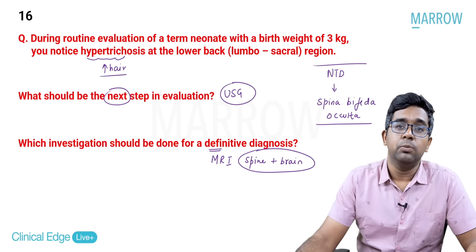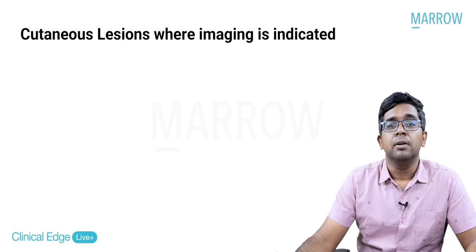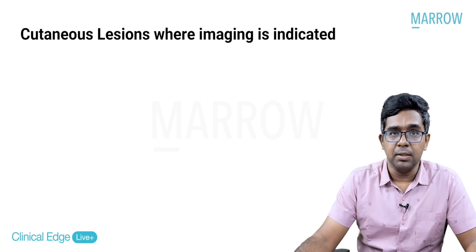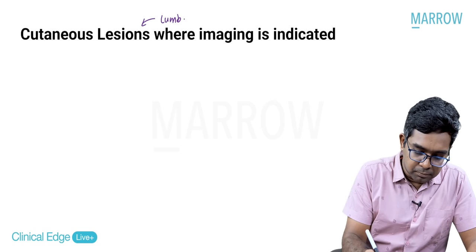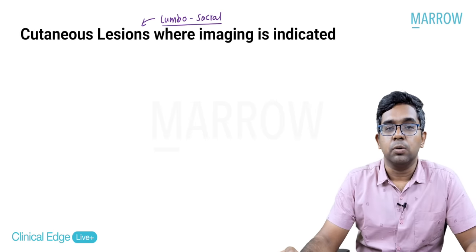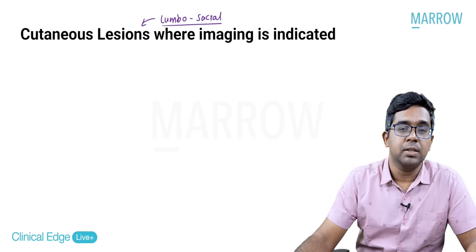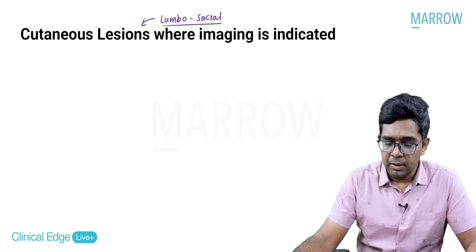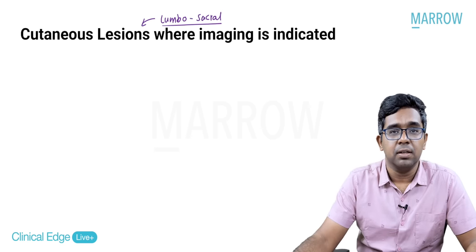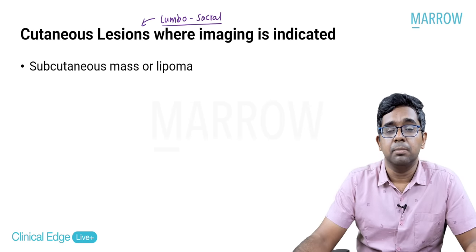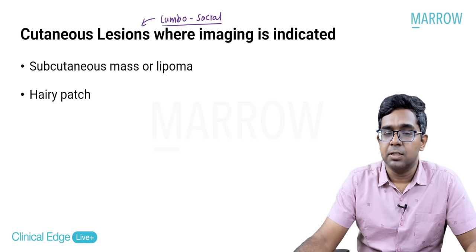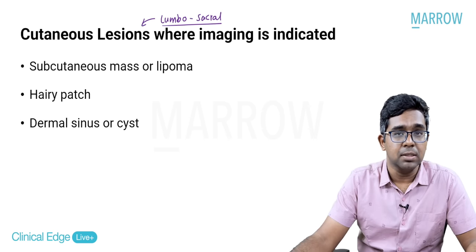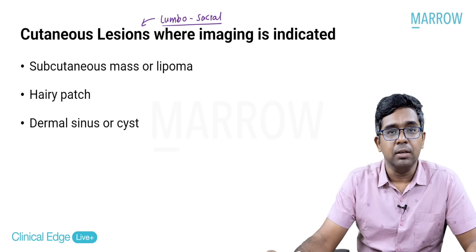Now, a few more points I would add to this particular clinical scenario from the Nelson Textbook of Pediatrics, which gives you guidelines wherein if you find a cutaneous lesion in the lumbosacral region, what situation will require further imaging? Okay, in this particular question, I told you hypertrichosis or tuft of hair. Similarly, there are other things also, like if you find a subcutaneous mass or a lipoma in the lumbosacral region, you have to think about neural tube defect as a possibility. Second would be hairy patch, which has been already discussed. Third is a dermal sinus or cyst. Fourth will be something called dimples, okay, right?